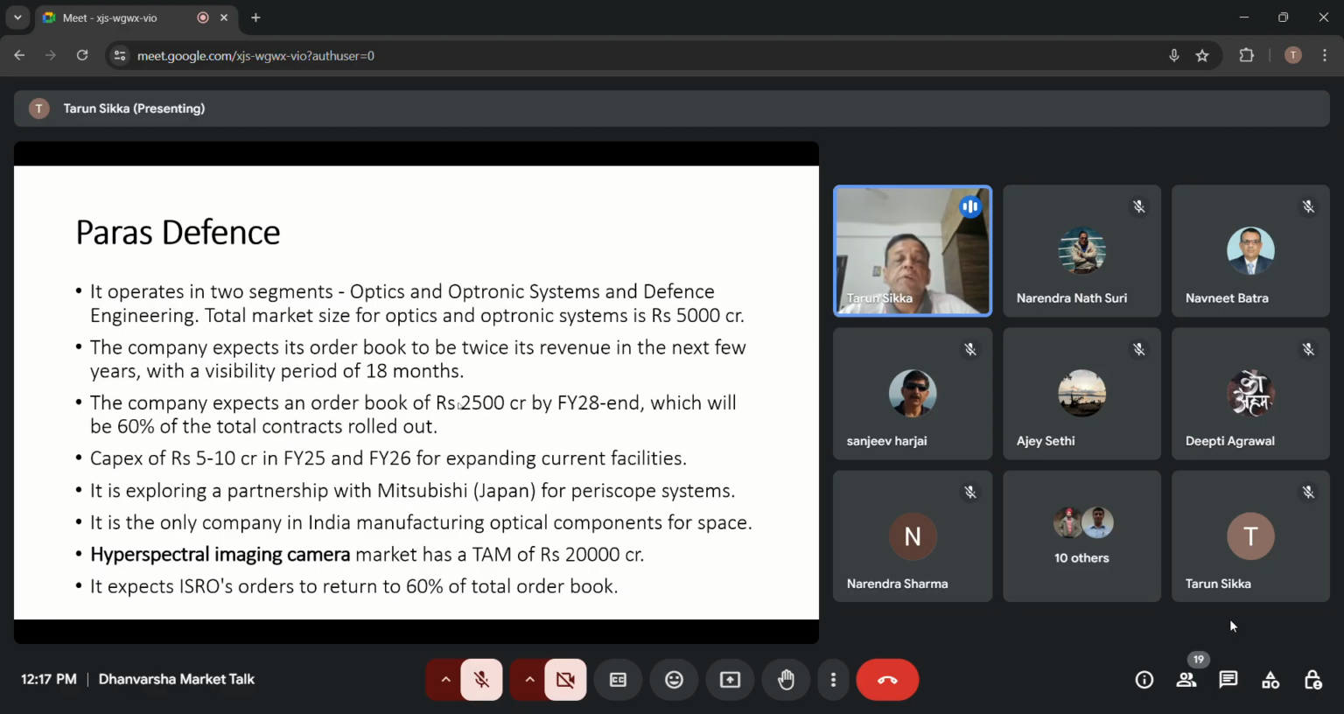CapEx of 5 to 10 crore in FY25 and FY26 for expanding current facilities. It's exploring a partnership with Mitsubishi Japan for periscope systems. It is the only company in India manufacturing optical components for space. Hyperspectral imaging camera market has a total addressable market of 20,000 crore. I'll cover this later. Hyperspectral camera is not only used for defense; it has other use cases also. It expects ISRO's order to return to 60% of their total order book that had declined from 50% to 15%, and that is why the stock also declined.